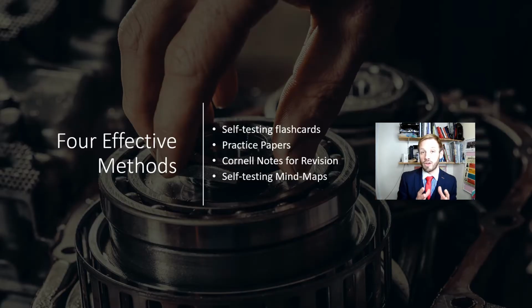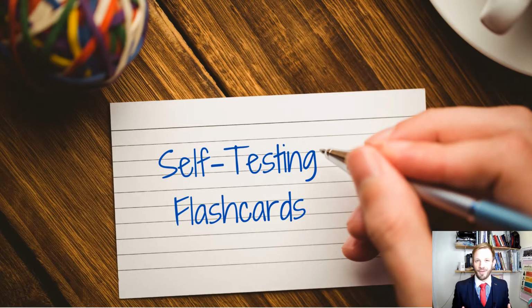So that's the concepts. What are the methods? Now, the 4 Wise Revise methods that we educate students to do here at our school, and there's videos about these on the Wise Revise channel if you want to get your child doing these, are number 1, self-testing flashcards, number 2, practice papers, number 3, Cornell notes for revision, and number 4, self-testing mind maps. So let's start by thinking about self-testing flashcards.